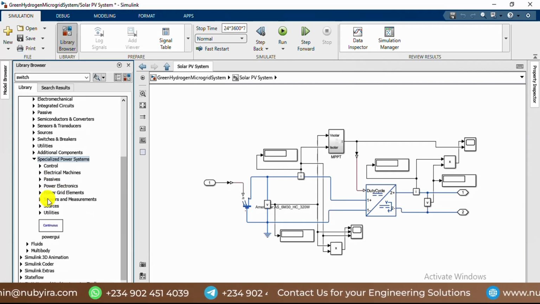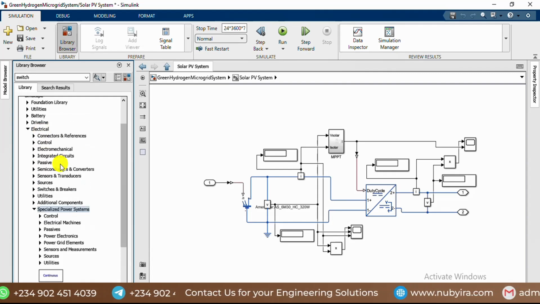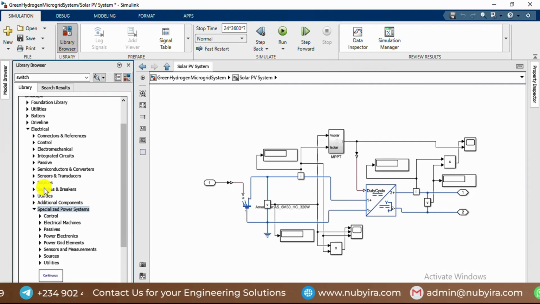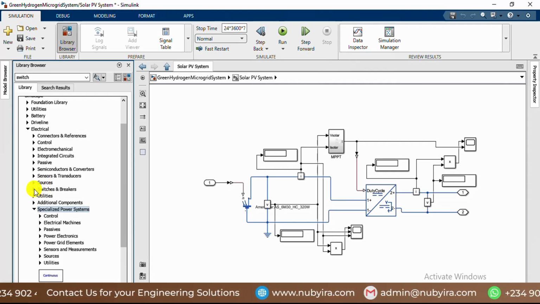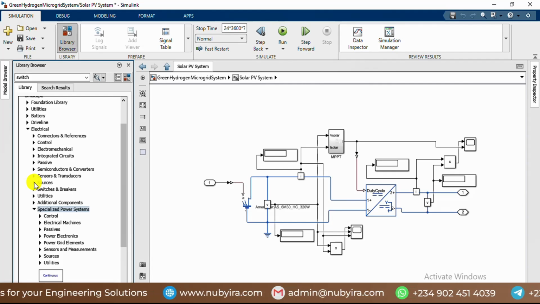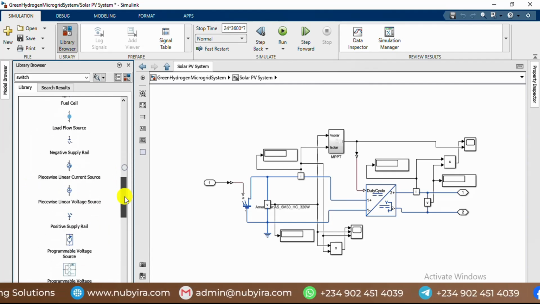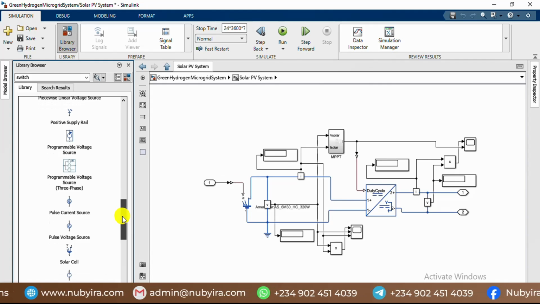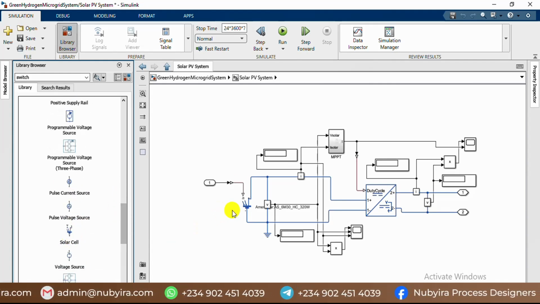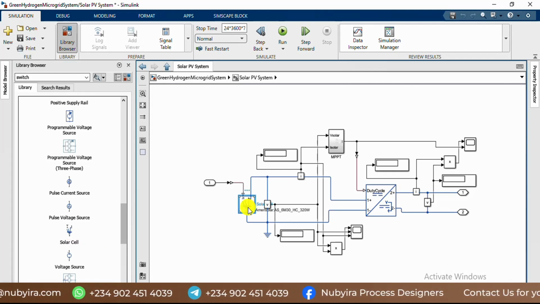So for this electrical system, you can see this is a fuel cell electrolyzer. Then you have this solar cell, so you can have your PV array using this solar cell that you have here.